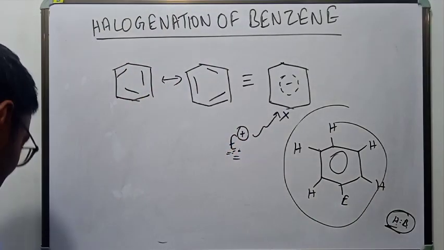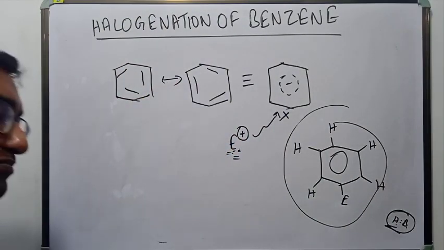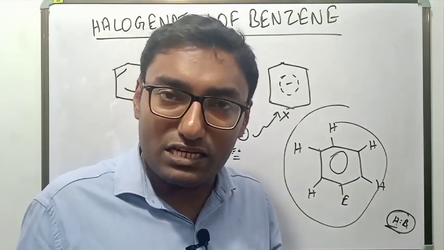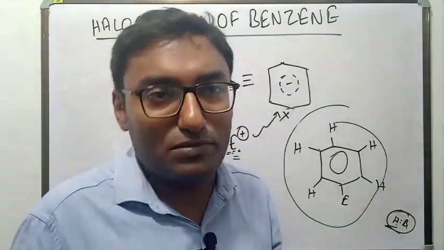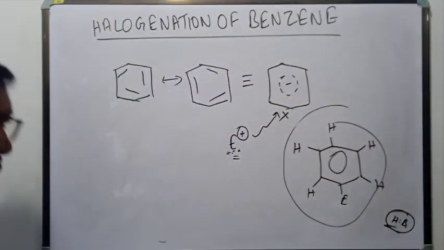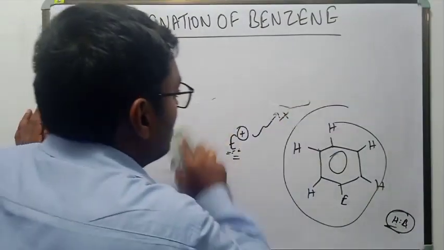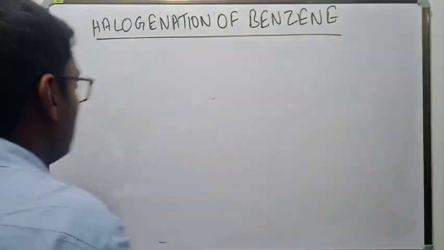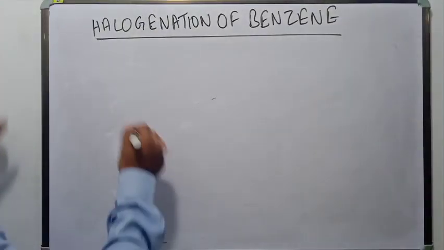So today we are going to see what is halogenation. To know what is halogenation, first we will see its reaction and then we will go for its mechanism. Let's see the reaction of benzene, halogenation of benzene.